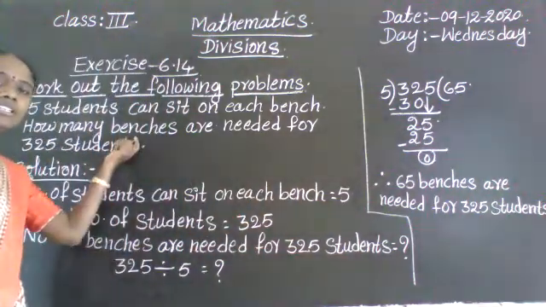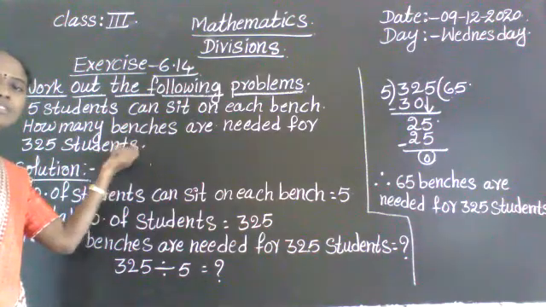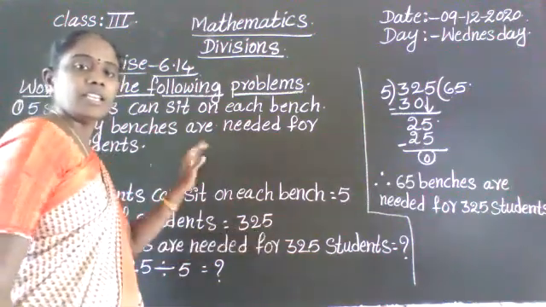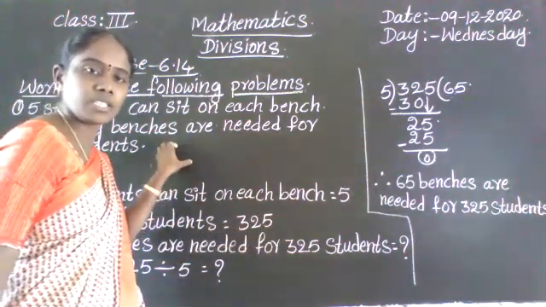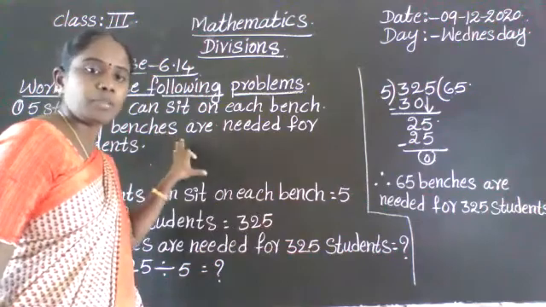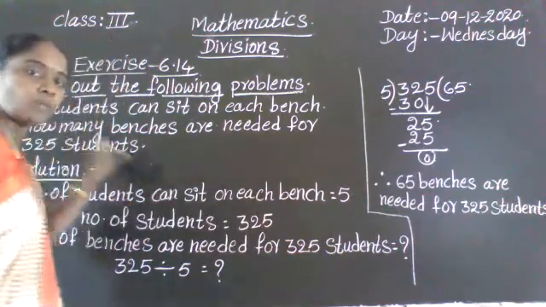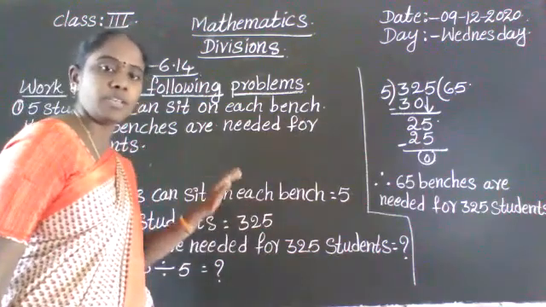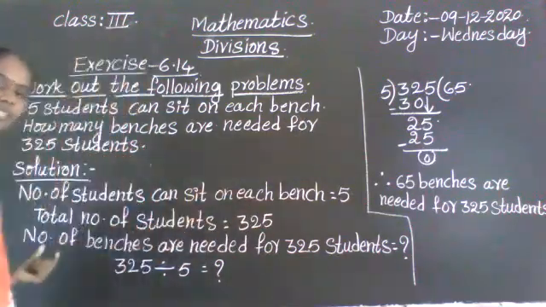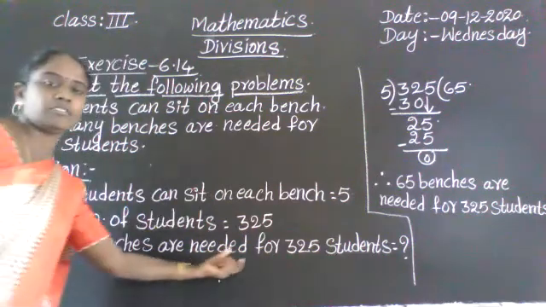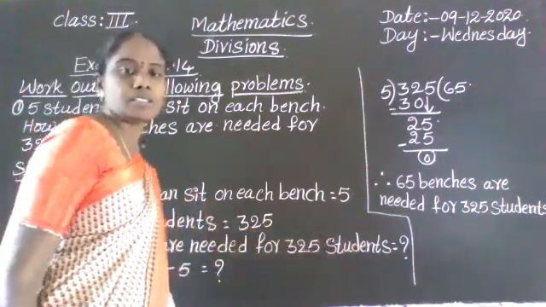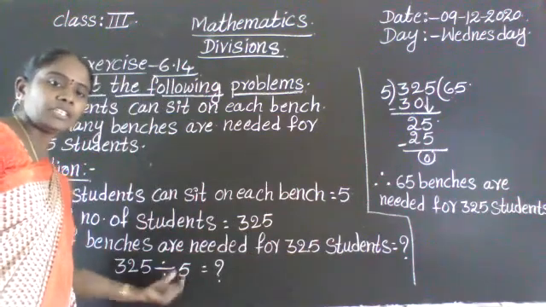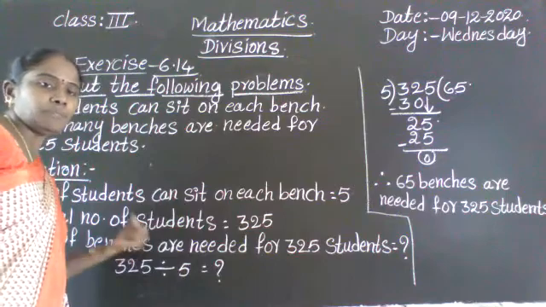In the question the total number of students is given. Total students here is 325. Right? Next, what is this question asking? We have to find out the number of benches. How many benches are needed for 325 students? That is the next step. What do we do? 325 divided by 5. Then we can find out the number of benches.